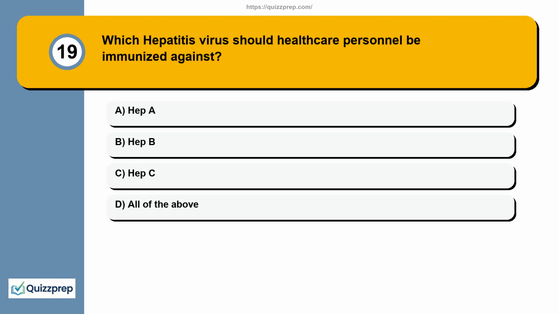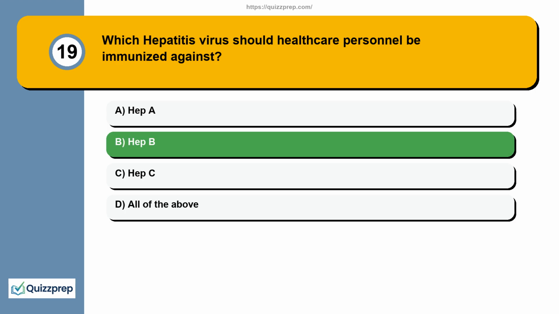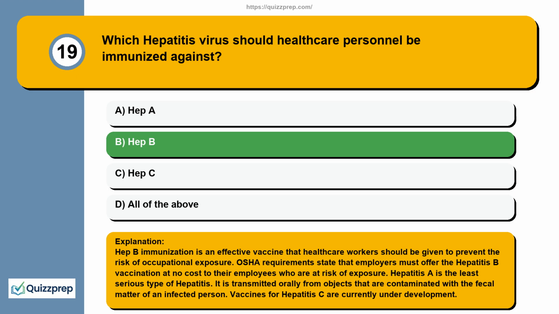Question 19. Which hepatitis virus should healthcare personnel be immunized against? Hep A, Hep B, Hep C, all of the above. Hep B immunization is an effective vaccine that healthcare workers should be given to prevent the risk of occupational exposure. OSHA requirements state that employers must offer the hepatitis B vaccination at no cost to their employees who are at risk of exposure. Hepatitis A is the least serious type of hepatitis. It is transmitted orally from objects that are contaminated with the fecal matter of an infected person. Vaccines for hepatitis C are currently under development.